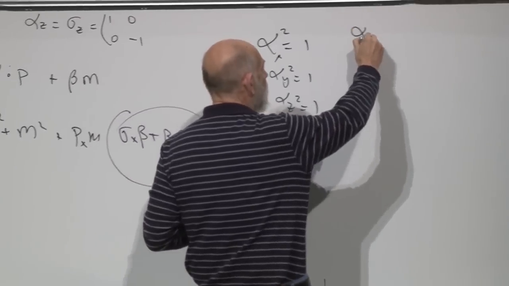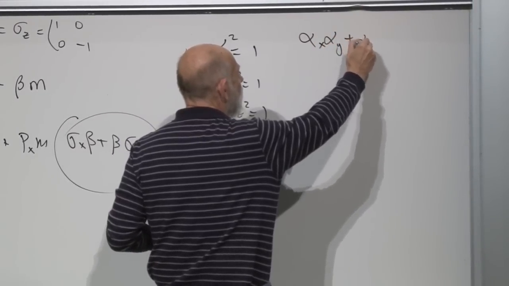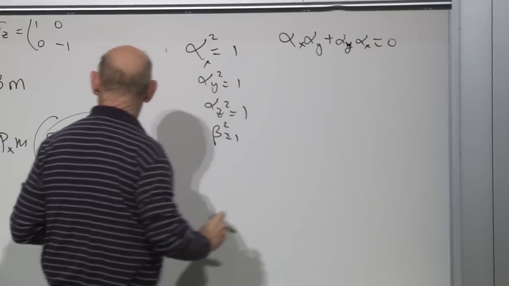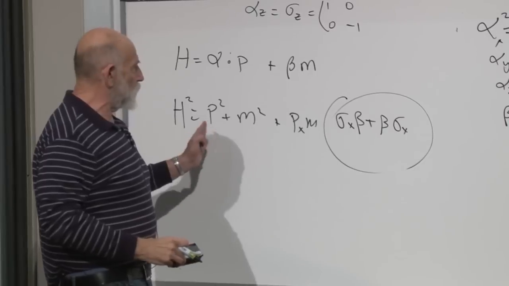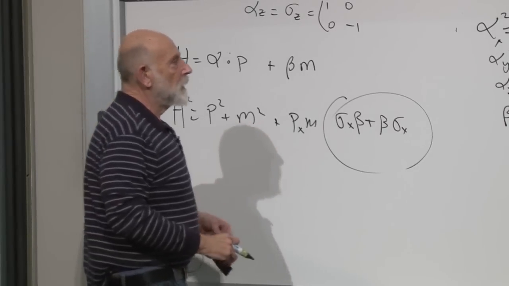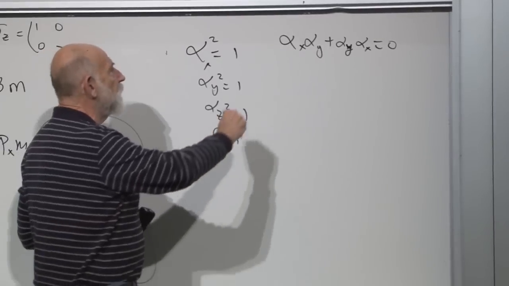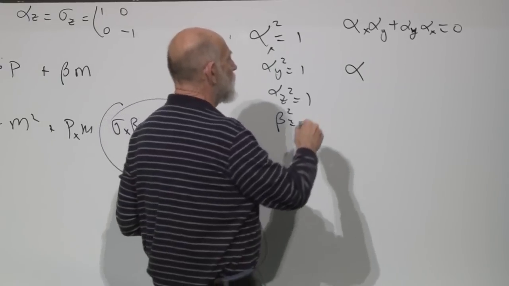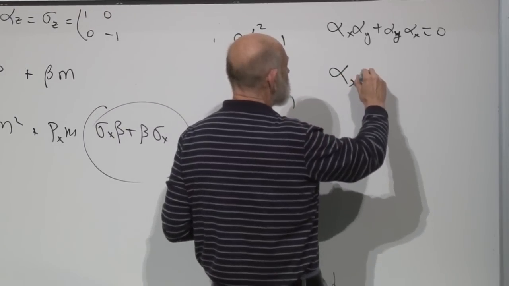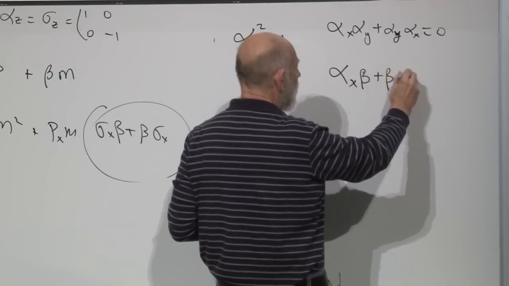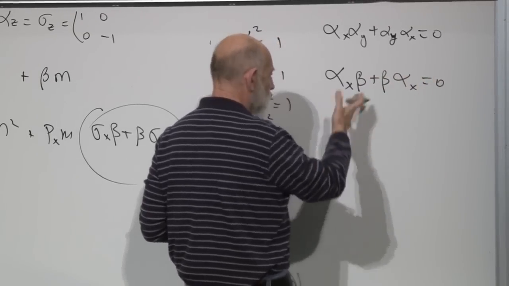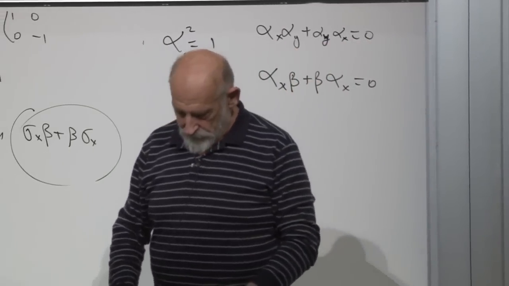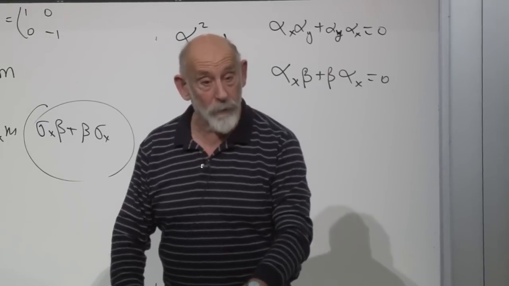But then we also have to have alpha x alpha y plus alpha y alpha x equals 0. That's to make sure that when we square this, there's no term with p x times p y. Similar things to this. But finally, we have to have for all three alphas, I'll just call it alpha x times beta plus beta alpha x also equals 0. Same for y and same for z. All right, and as I said, such matrices exist, 4x4 matrices.